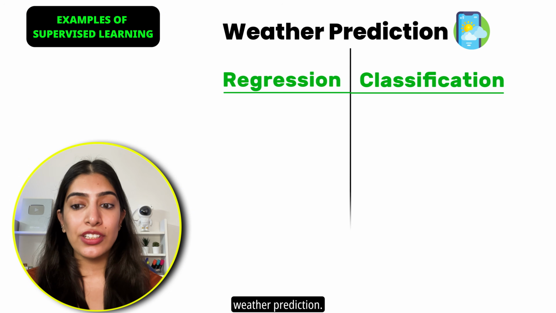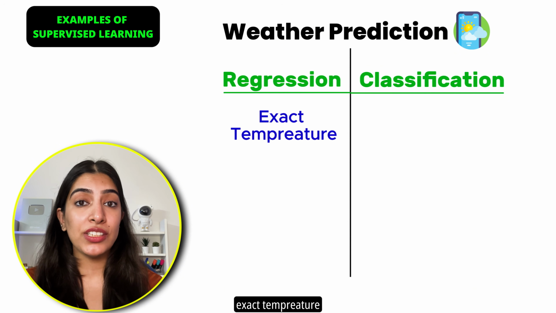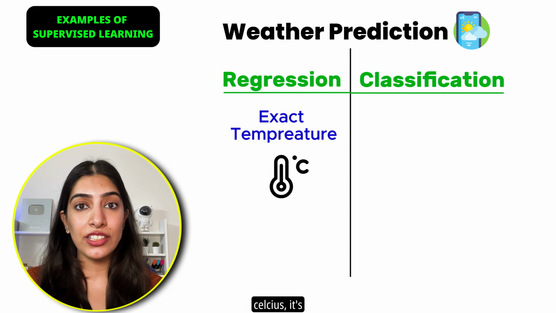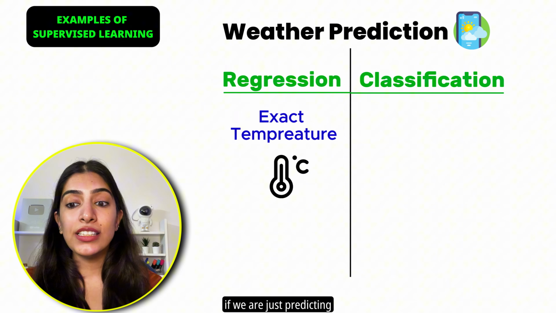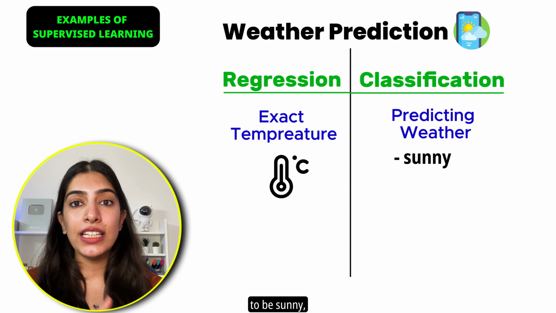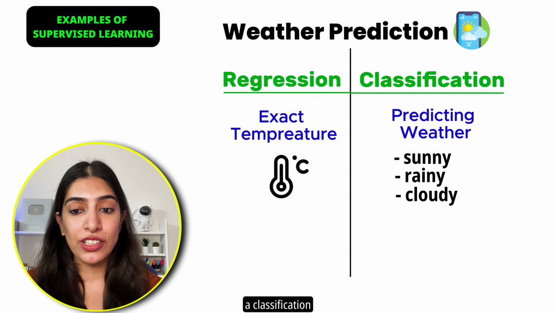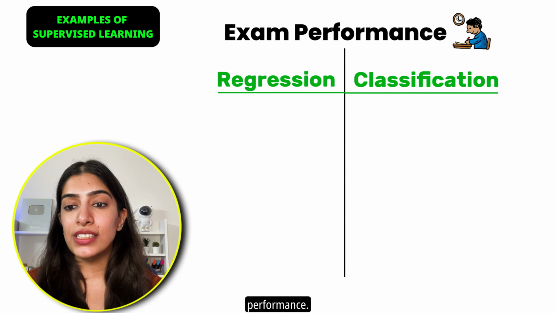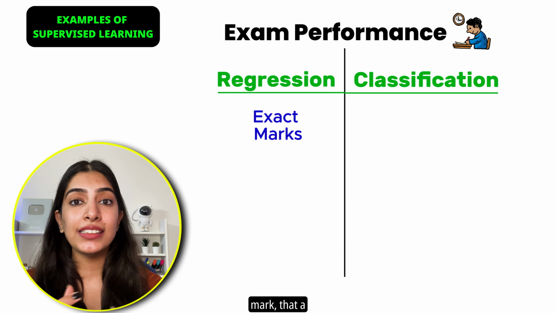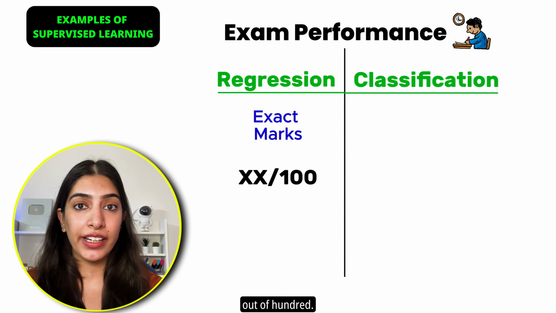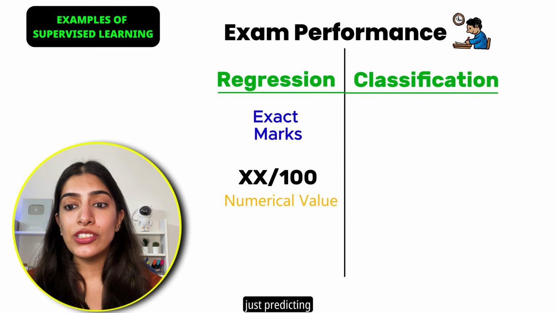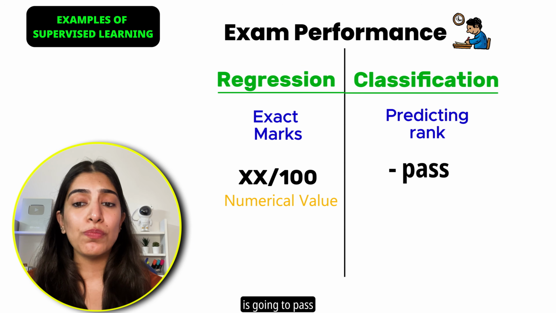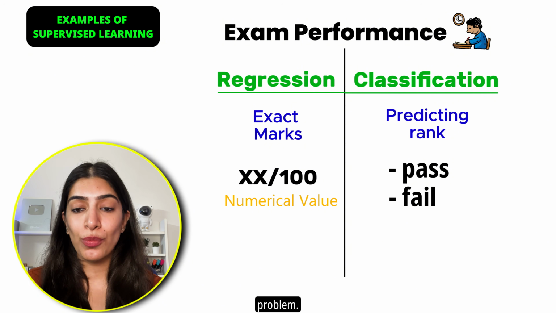Similarly, in weather prediction, if you're predicting the exact temperature that is going to be tomorrow, like in degrees Celsius, it's an exact numerical value, it will be a regression problem. Versus if you're just predicting whether it is going to be sunny, rainy, cloudy, it is a classification problem. In exam performance, if we are predicting the exact marks that a student is going to get, say out of 100, this is a numerical value, then it is a regression problem. Versus if you are just predicting whether the student is going to pass or fail, it is a classification problem.